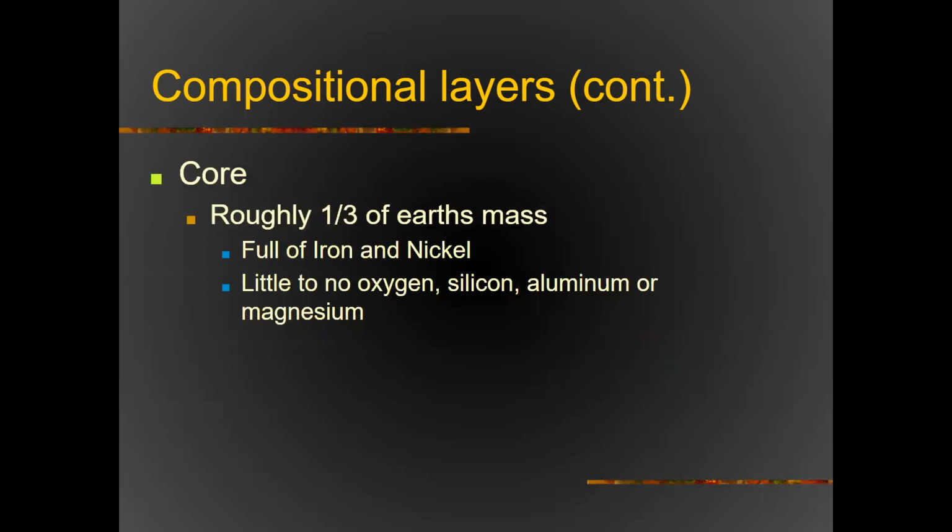And then the final layer is the core. Okay, the core is the most dense compositional layer of the Earth, and it has little to no oxygen, silicon, aluminum, or magnesium. Basically, all the lighter stuff floated up to the top of the Earth when it was still forming. Got to remember, a lot of this was sorted when the Earth was still a hot ball of magma. And it hadn't solidified yet. So only the heaviest metals like iron and nickel sank to the core. So it's about a third of the Earth's mass, but it is just full of those two metals, nickel and iron. Very little of anything else in the core. And the core is the most dense compositional layer, almost perfectly pure iron and nickel.